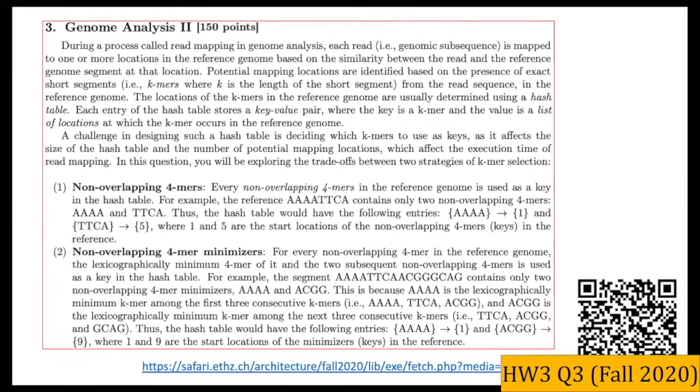Okay, hello everyone. So now I will try to discuss one of the questions that we cover in homework number 3, and the question is basically about genome analysis. The number of the question is 3 as well.